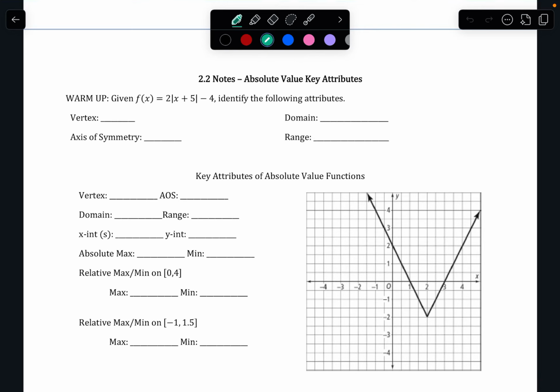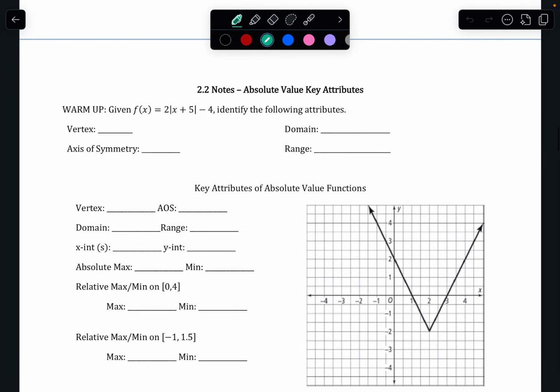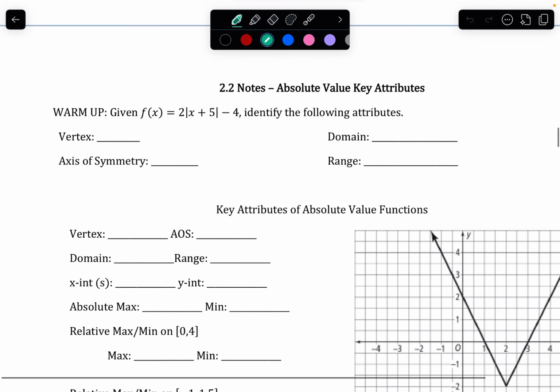All right, in this lesson, we are going to talk about how to find key attributes of absolute value functions. And this requires using transformations. And so as a warm-up, if we are given this absolute value function, identify the following attributes.